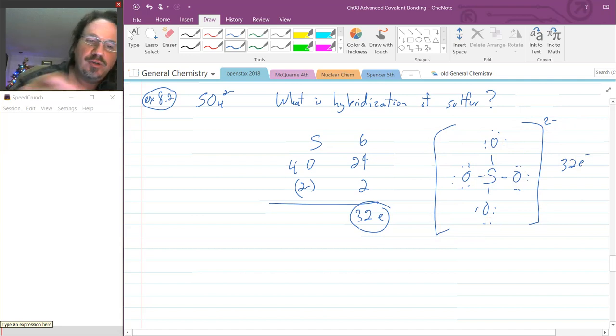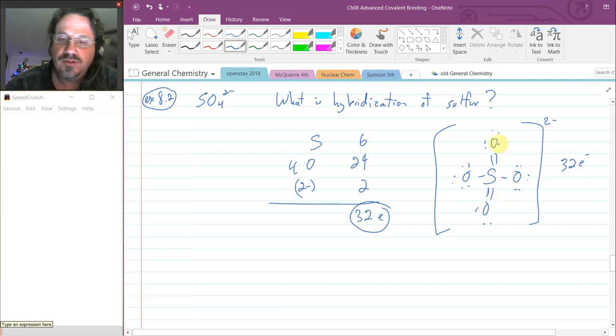And I could actually do a little bit better than that by simply moving lone pairs from 2 of these oxygens down to make a double bond here and a double bond like that. That gives formal charges of 0, 0, 0, and then a -1 on this oxygen and a -1 on that oxygen. So that's a slightly better one.